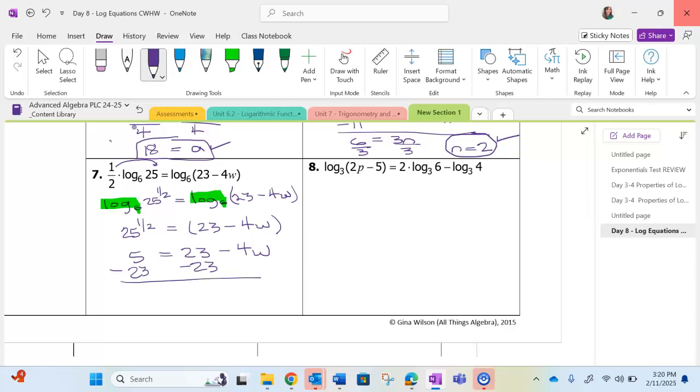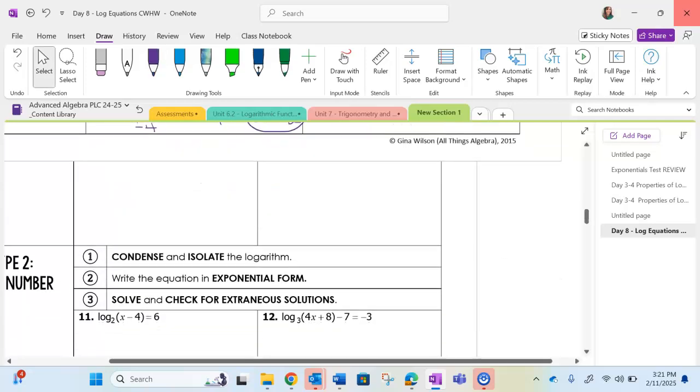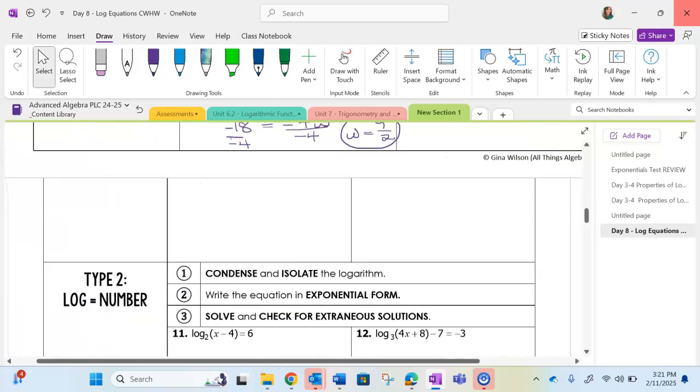And I get 18 equals negative 4w, negative 18, okay? Divide by negative 4, and you get w equals 9/2. All right, and if I stick 9/2 in here, I get a positive number, so this is good. Check.